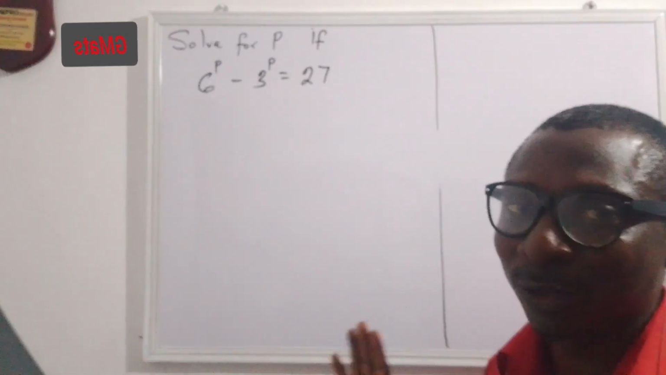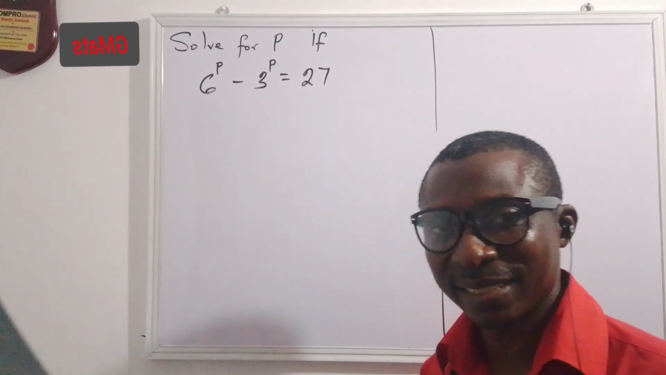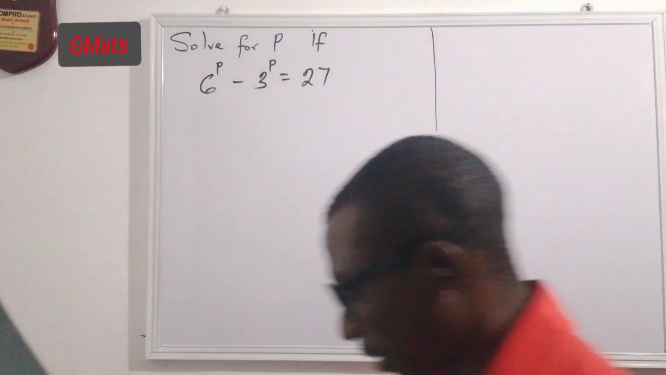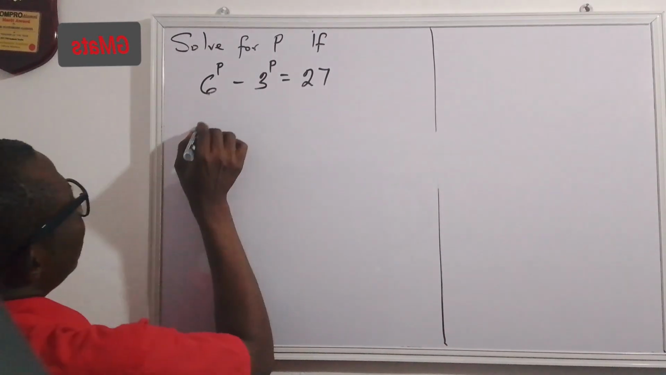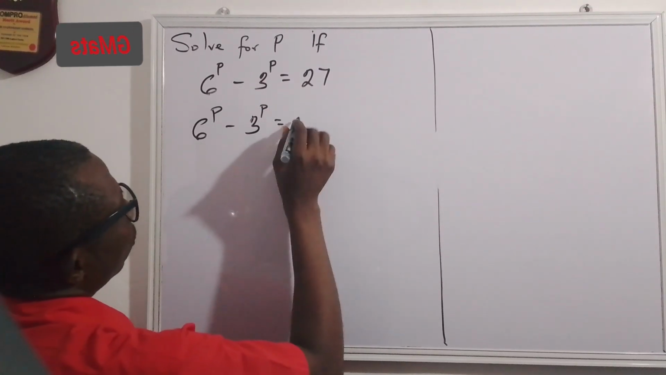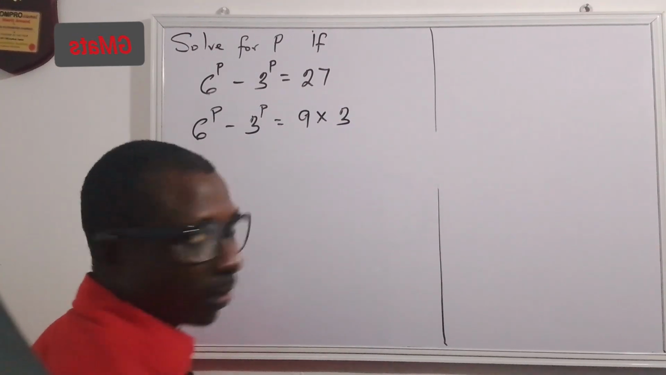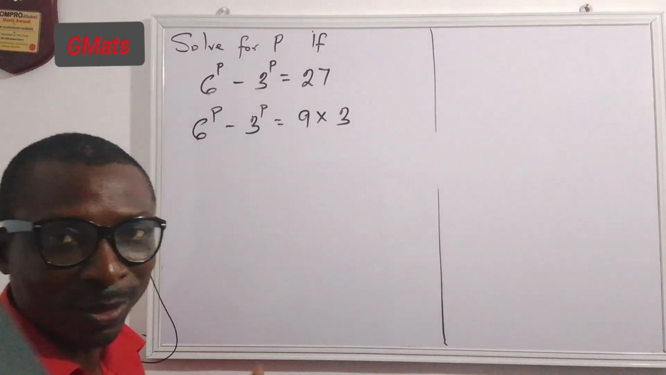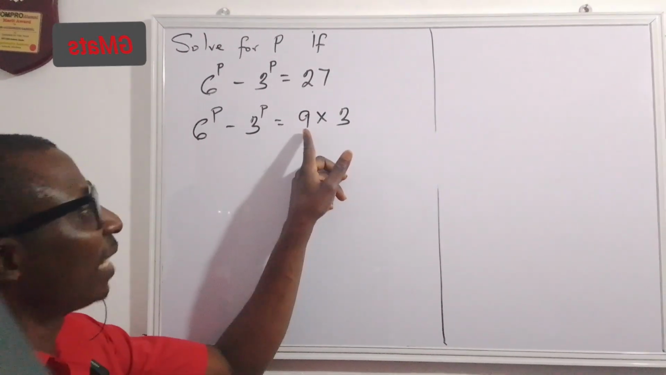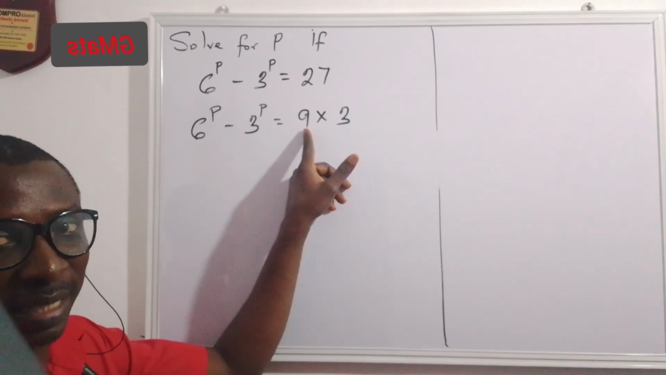The first thing I'm going to do is express this 27 as 9 times 3. Now let's quickly do that. We have 6 raised to the power of p minus 3 raised to the power of p equals 9 times 3. The next thing I'm going to do is express this 9 in terms of 6 and 3.